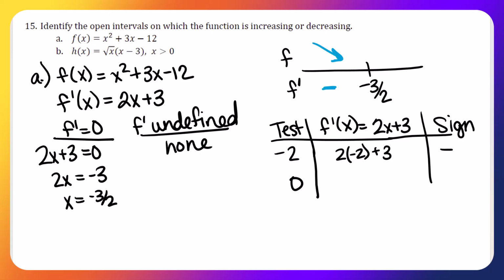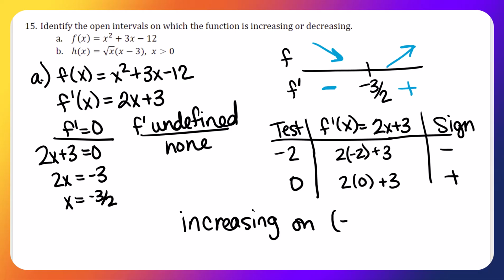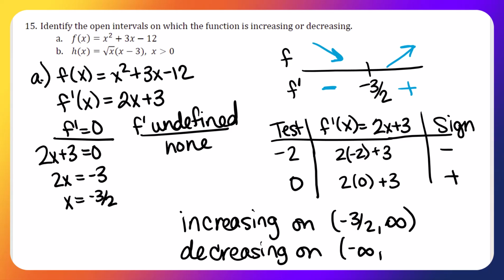If I plug in 0, that's going to give me 2 times 0 plus 3, so that's going to be positive. So that means on the right side, that's positive, or my original function is increasing. So here we know we are increasing on the interval from negative 3/2 to infinity, and we are decreasing on the interval from negative infinity to negative 3/2. All right, so then let's go ahead and do part B.